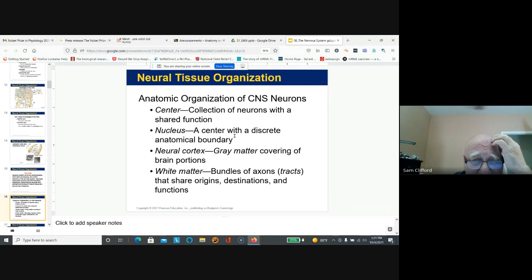If you have cell bodies in various places in the brain, it's called a nucleus. The neural cortex is the gray matter covering the brain. The white matter is bundles of axons that share origins, destinations, and functions. So the brain has various centers and nuclei, an arrangement of gray matter and white matter in order to assign functions to various locations for the brain to be able to function.